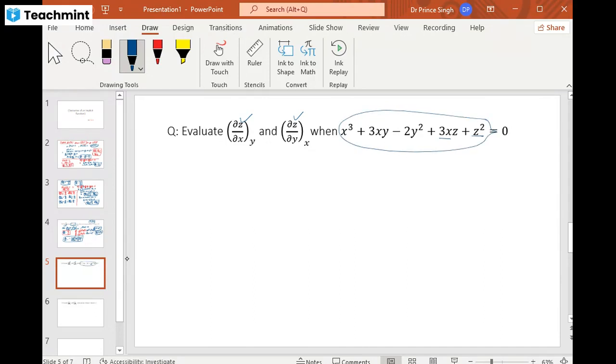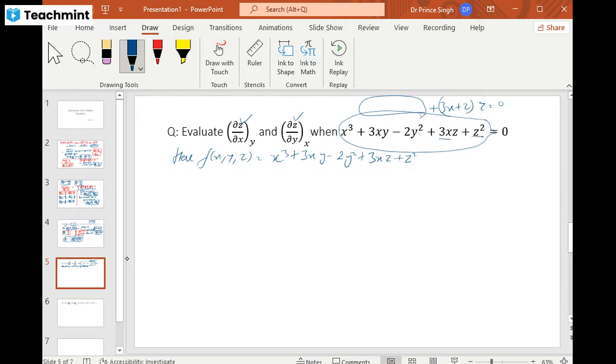What is our f of x, y, z here? So f of x, y, z is x cubed plus 3xy minus 2y square plus 3xz plus z square. Because even if I take z common from these two terms, we get 3x plus z times z equal to 0, and the rest of the terms are a function of x and y. So again, it is not possible to separate here.